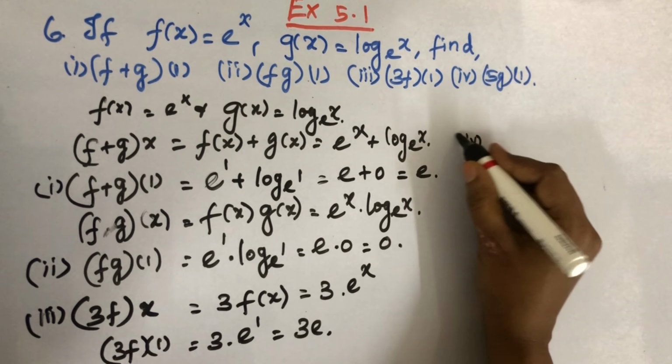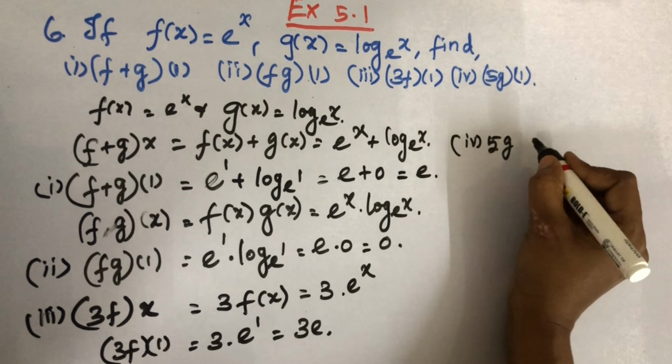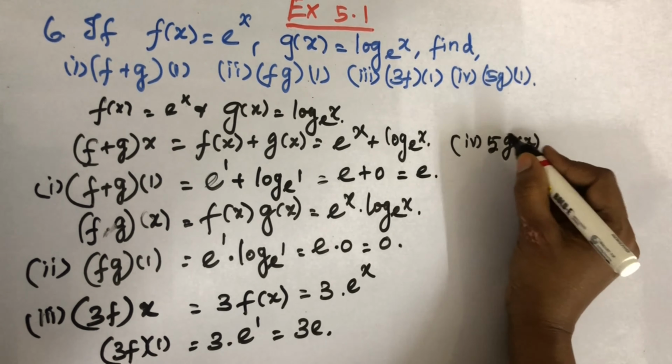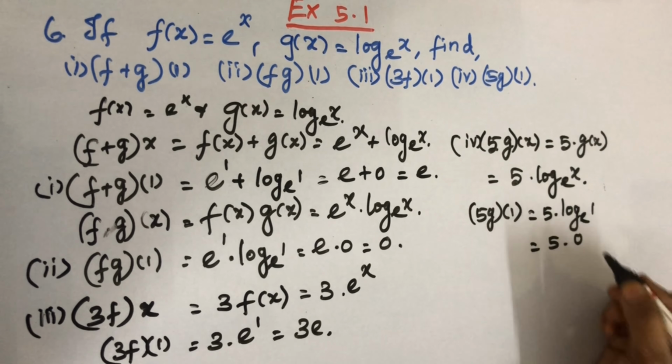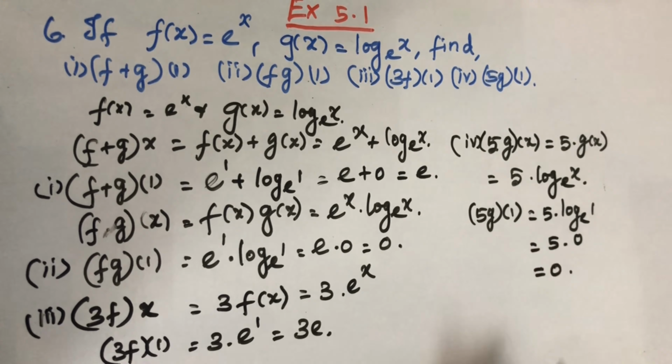Fourth one, 5g of x. That is equal to 5 into g of x. 5 into, what is our g of x? Log x to the base e. 5g of 1 is equal to 5 into log 1 to the base e. Log 1 is 0. So, 5 into 0, that is equal to 0.